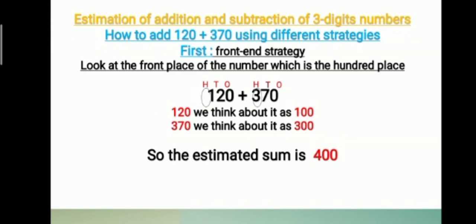So our estimation sum is 100 plus 300. 0 plus 0 equals 0. 0 plus 0 equals 0. And 1 plus 3 equals 4, so 400.